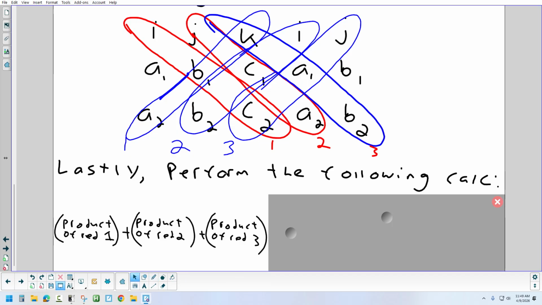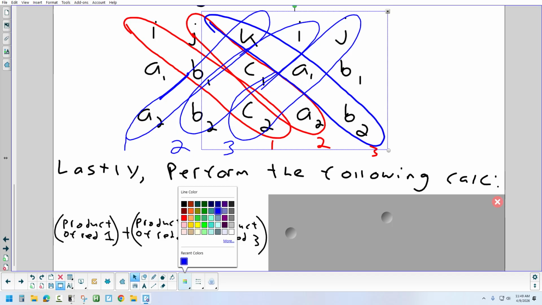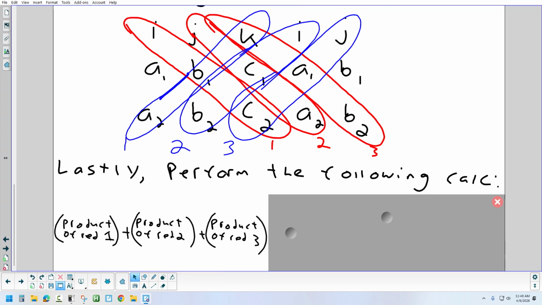I think, did I change the color of this one on accident? Should be red. Those are all the red diagonals.